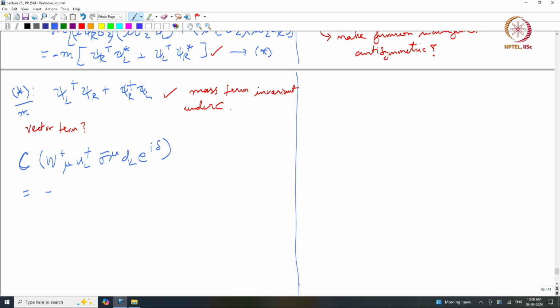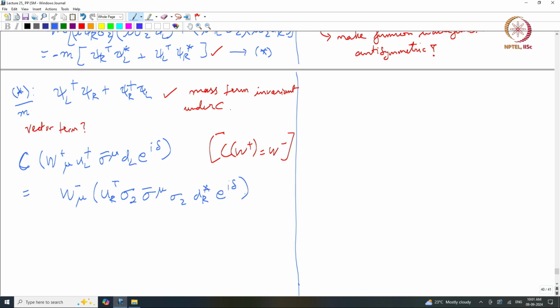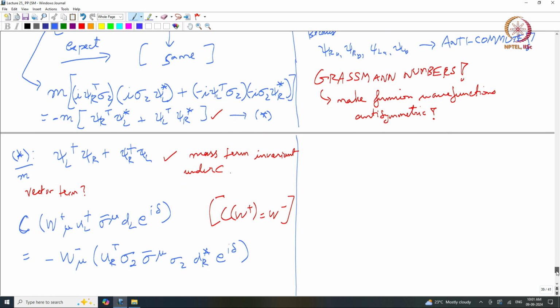First of all, what happens to W plus under charge conjugation? Obviously, it goes to W minus. That is trivial, correct? Okay. So, I will just write that down explicitly. I put a minus sign out, I should not have done that right away. Let us do it a little slowly. What happens to UL dagger? I am just going to start writing. Okay. I have a sigma 2, all I am doing is applying those transformations, the C transformations. Okay. So, sigma bar mu, then I have another sigma 2, then I have dr star, and e power I delta just goes for a ride. Okay. Then I will put a minus. Why? Because I would have had two i's, right, just like before, just like in the mass term, and those i's multiply and give me a minus sign. That is all it means. Okay.